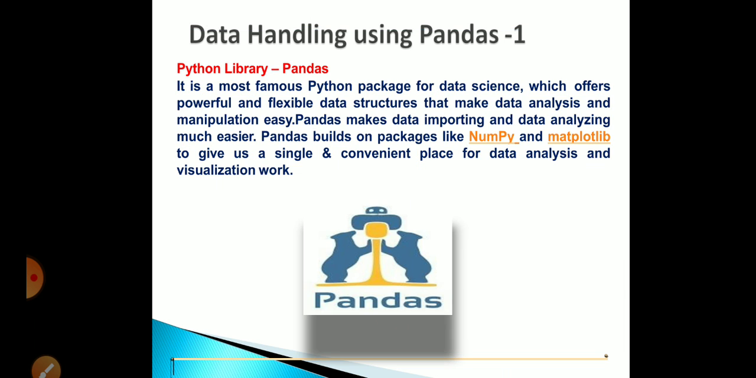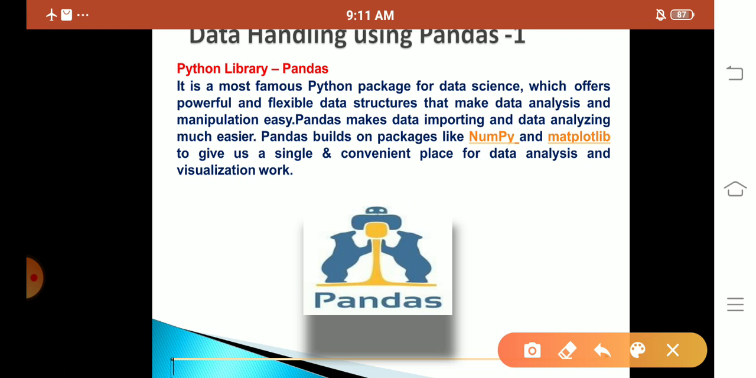Next, pandas. Why we use pandas now? Pandas is a most famous Python package for data science, which offers what? Powerful and flexible data structure that makes data analysis and manipulation easy. Like in Excel, you can see you are feeding all the values, and there may be a number of values fed in Excel. So if you want to fetch those Excel values using the data science technique, which technique you will use? Pandas technique you will use.